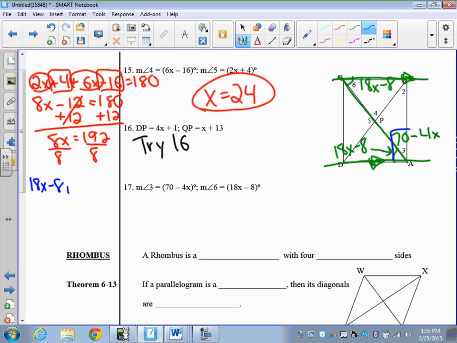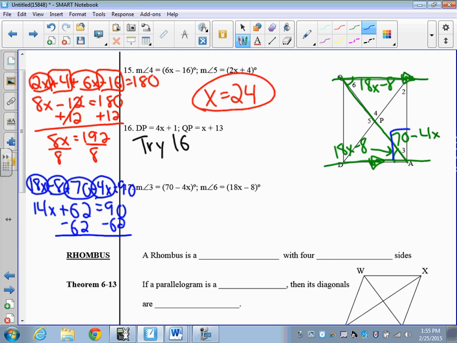18x minus 8 plus 70 minus 4x equals 90. Remember that 4 angles in a rectangle all are 90 degrees. So we have 18x minus 4x, so it's 14x, plus 70 minus 8, 62, is equal to 90. We subtract 62. 14x is equal to 28. And lastly, we divide by 14. So we get x is equal to 2.